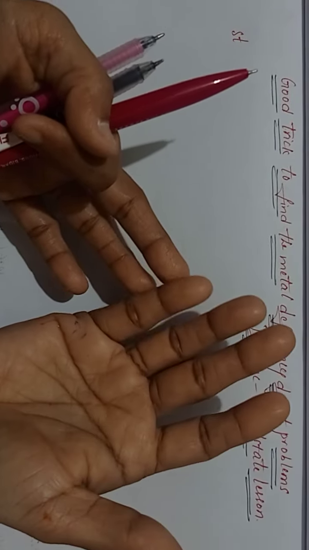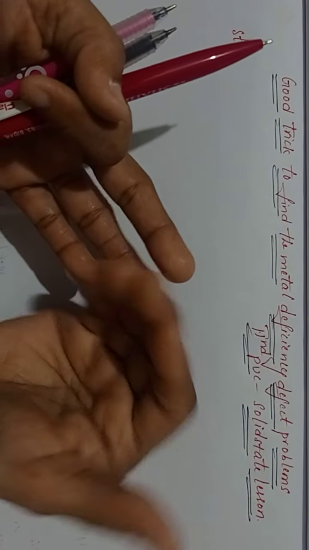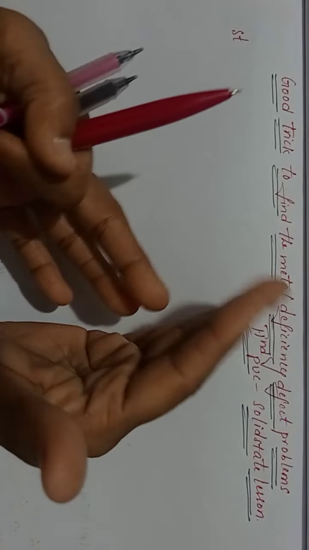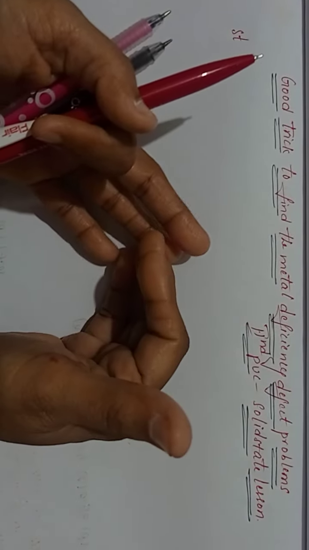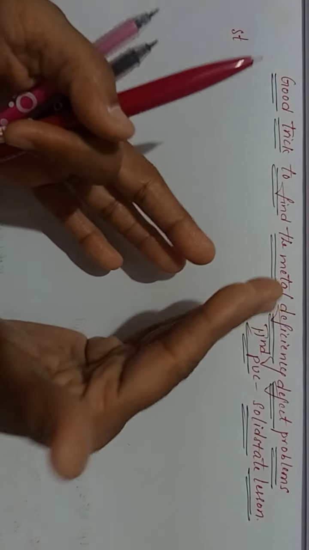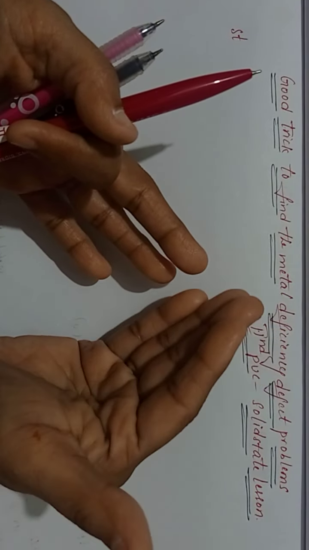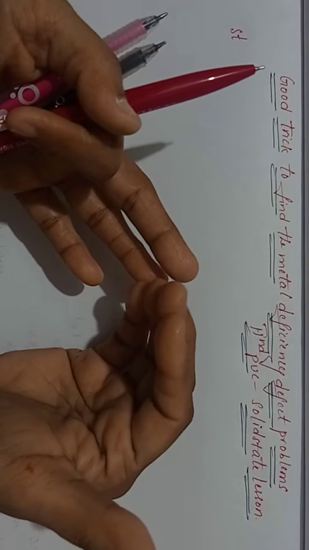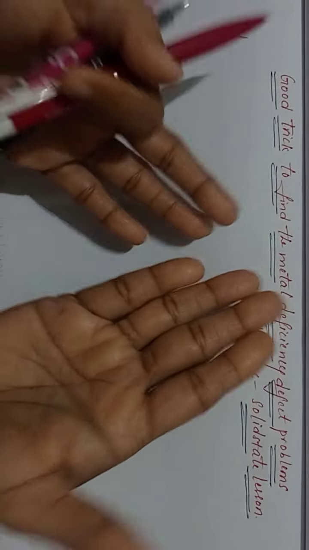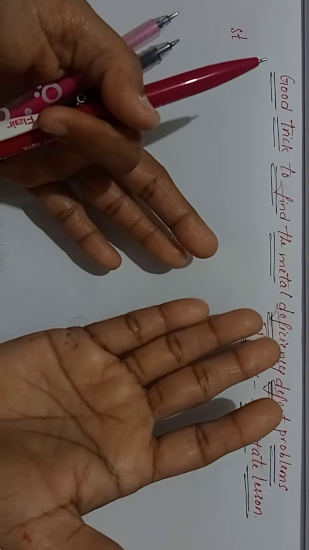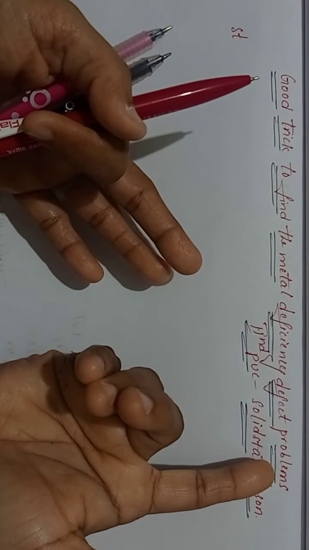What is stoichiometric defect, non-stoichiometric defect? So what is the difference between them? Now I am going to discuss it. I will give one example, students. In that you can easily understand what the stoichiometric and non-stoichiometric defect is. And by using this good trick, you can easily find metal deficiency defect problems, students.